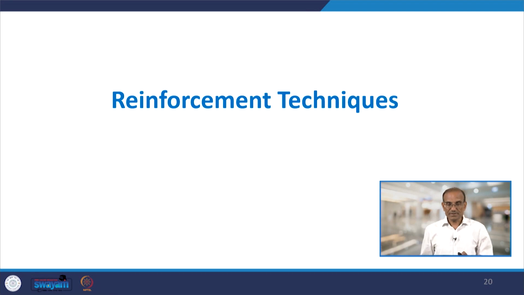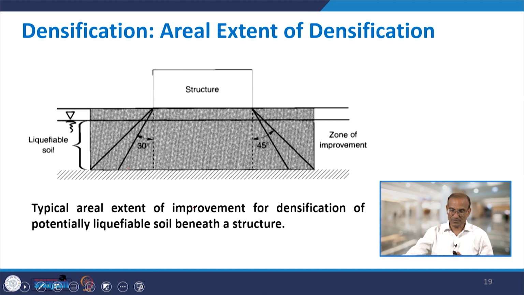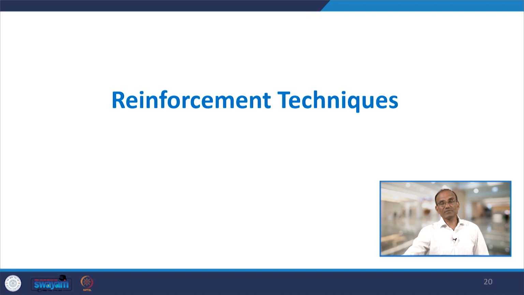So, this was about the aerial extent of densification, and with this we completed the ground improvement densification techniques. All the 4 techniques, vibro techniques, dynamic compaction, blasting and compaction grouting have been discussed. Now, there is a second category of ground improvement techniques, which is called the reinforcement techniques, and we are going to discuss the reinforcement techniques.